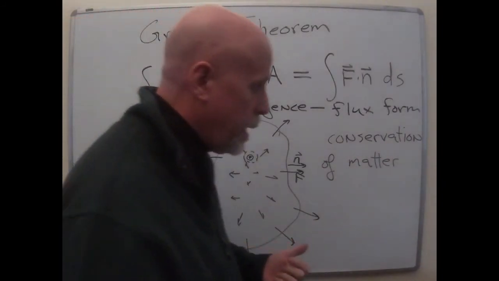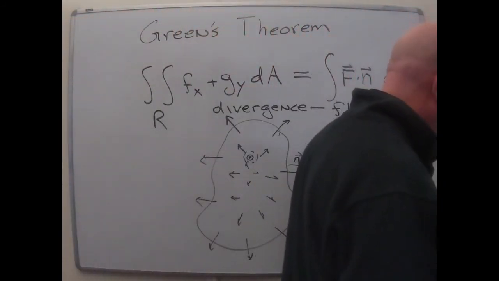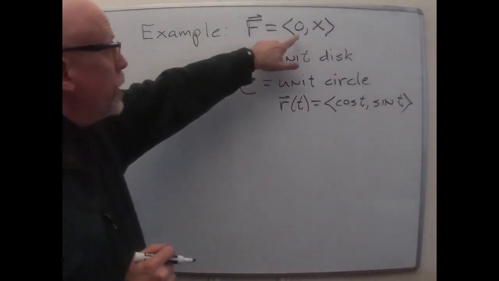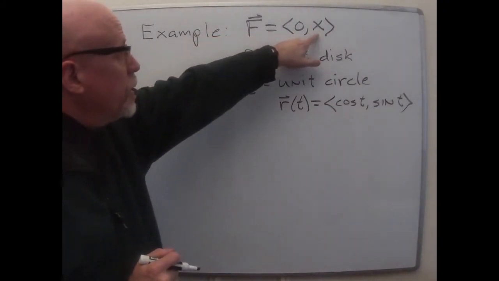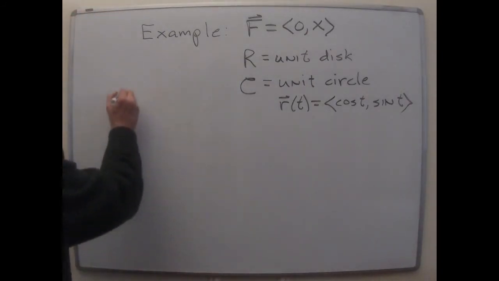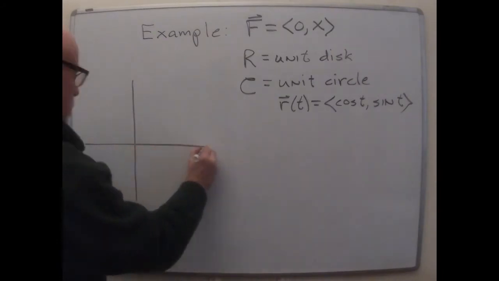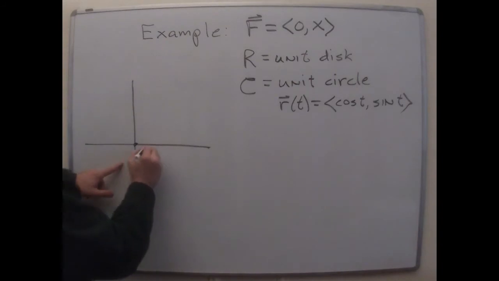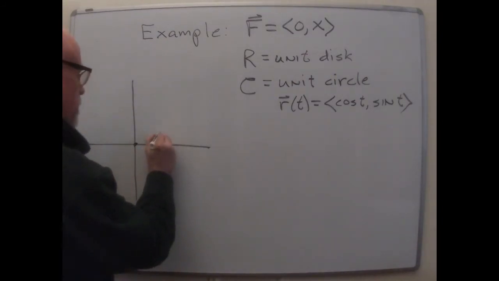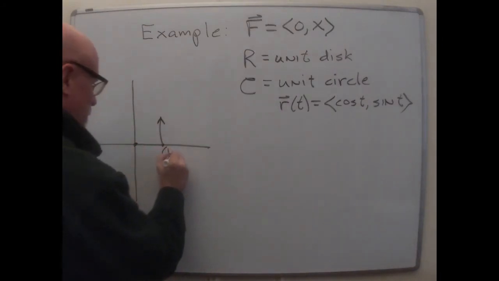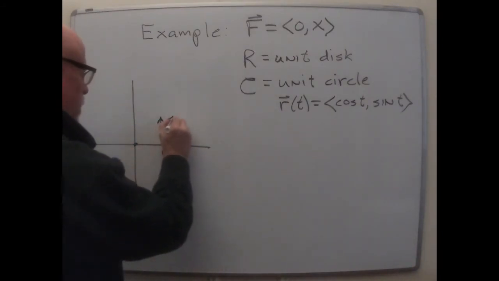Okay, so probably the last thing we ought to do is a quick example. Here's a really nice simple example to get started on. The vector field has a 0 in the x component, and its y component is equal to its x position. If you want to think about what that field looks like, when you're at the origin, it's 0, so you have the zero vector there. When you're at the point 1, 0, the vector is 0, 1.